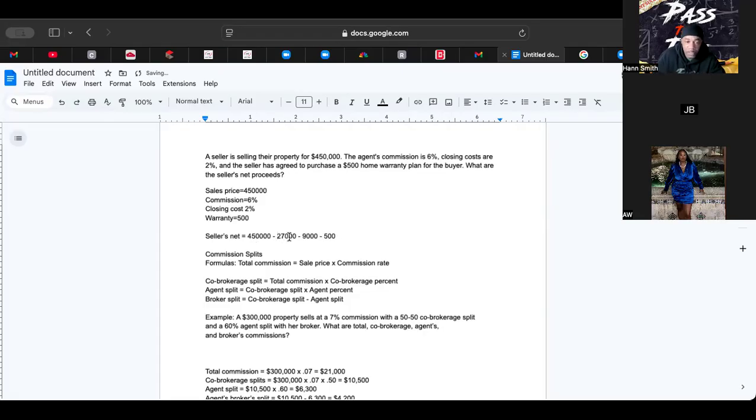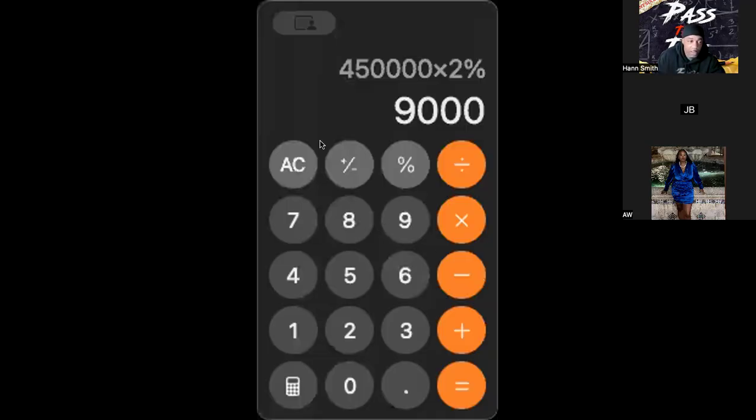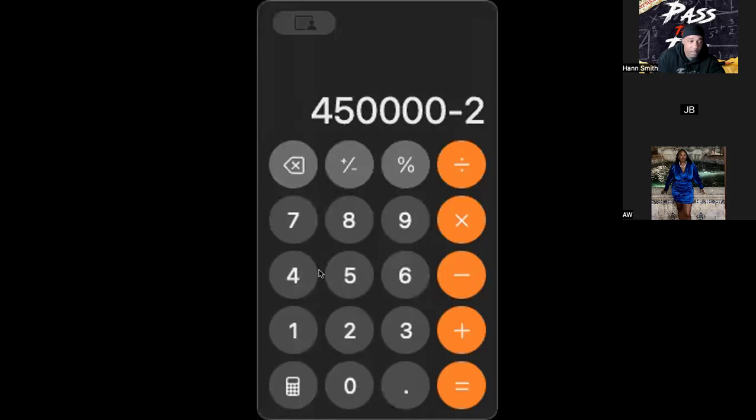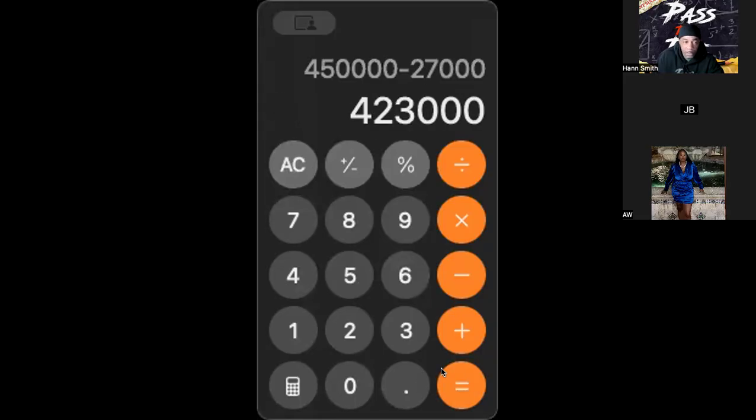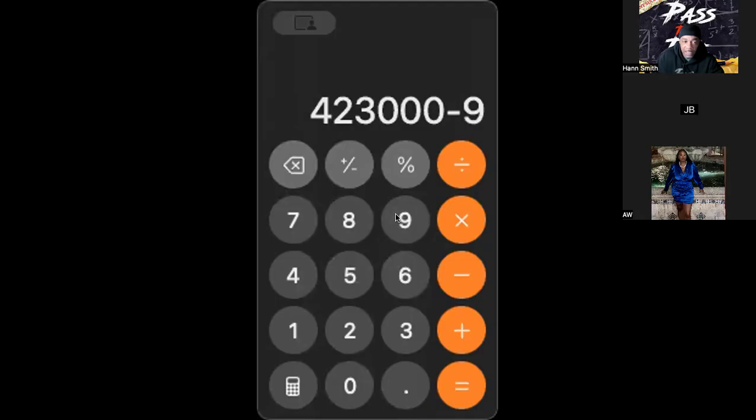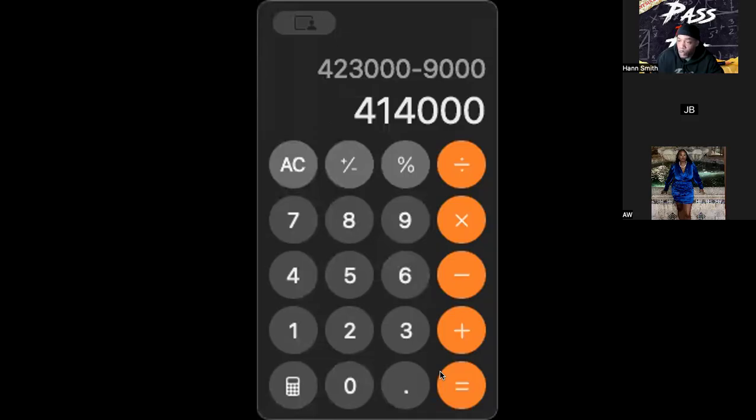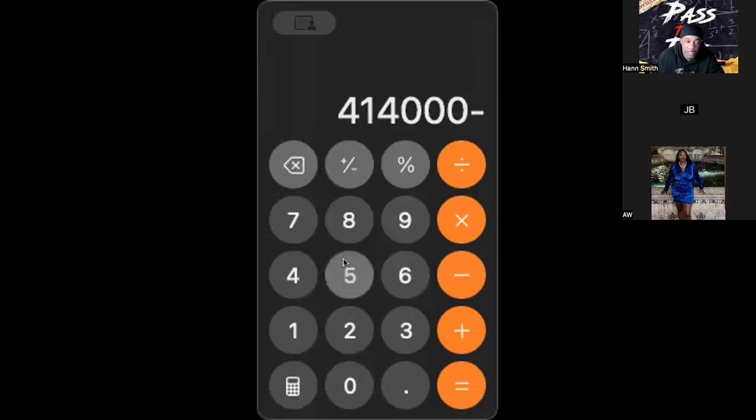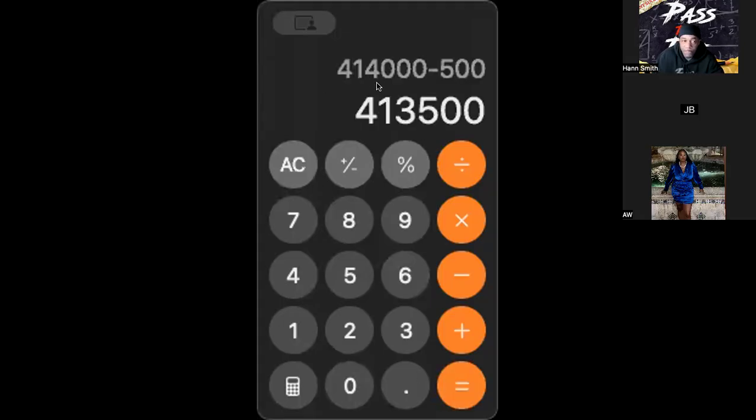So 450 minus 27,000. Let's go to our calculator and figure out what that is. 450 minus 27,000 equals 423,000. Minus 9,000, that's the closing cost. Minus 500, which is the warranty. Those are all the expenses that this seller would have had if they don't have a mortgage on this one. So they're going to net a lot. They're going to net $413,500 when they sell that house.